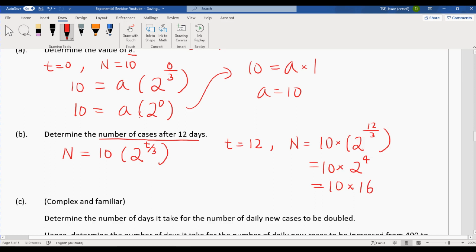Here, be careful. You should not use 10 times 2. You have to do 2 to the power 4 first, because the power always get priority over multiplication, right? So that becomes 10 times 16 cases. You can say that this is just 160 cases.